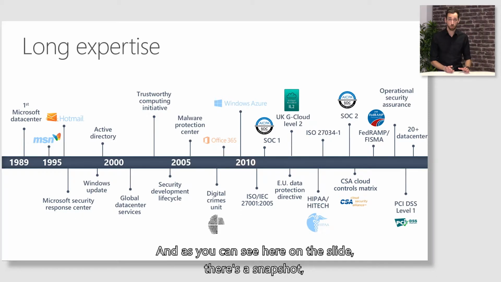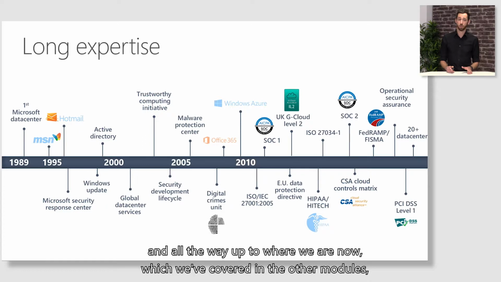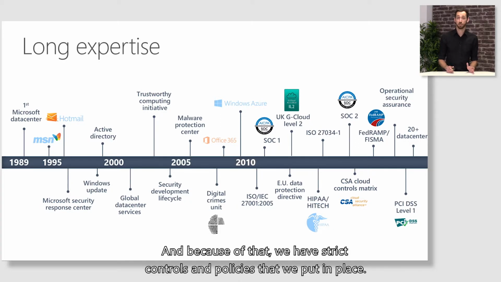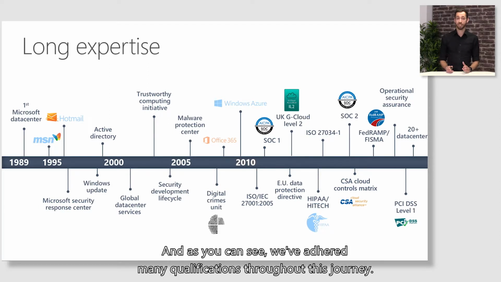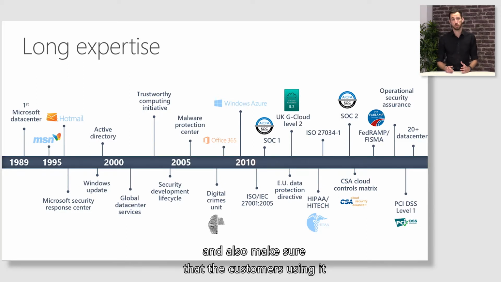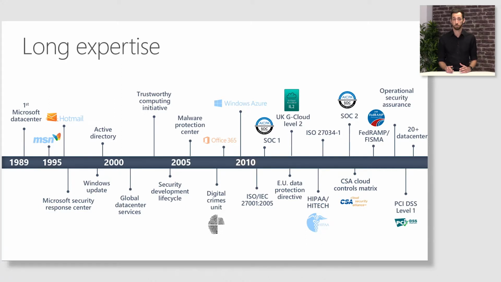As you can see here on the slide, there's a snapshot of where we started with our first Microsoft data center, all the way up to where we are now, which we've covered in the other modules, where we have over 150. So a lot of infrastructure to manage there, and because of that, we have strict controls and policies that we put in place. As you can see, we've adhered to many qualifications throughout this journey. This is to cover the different elements of our platform, and to make sure that customers using it feel they have that trust and know that we have that control.